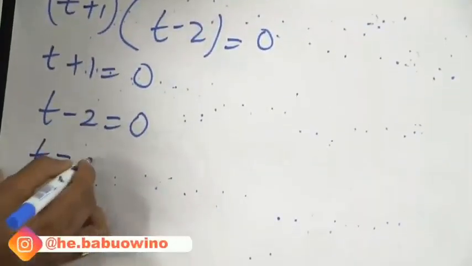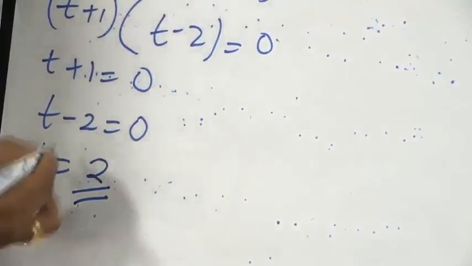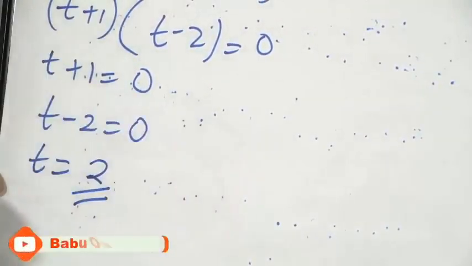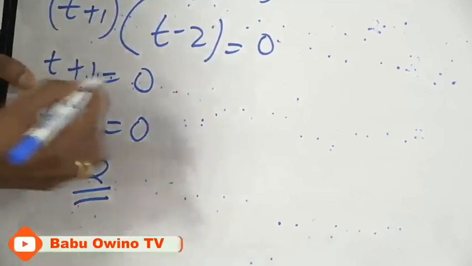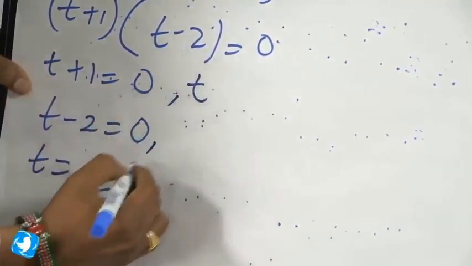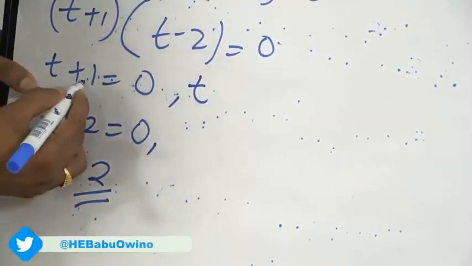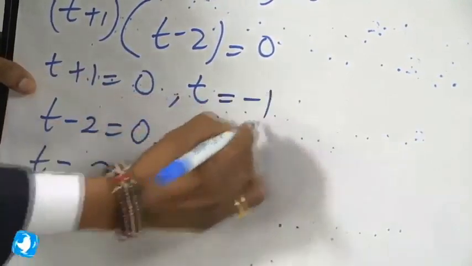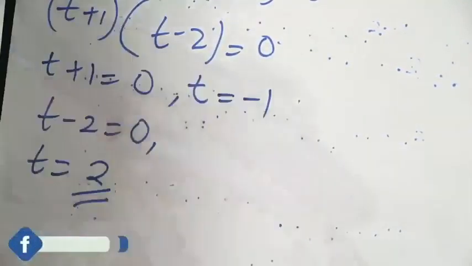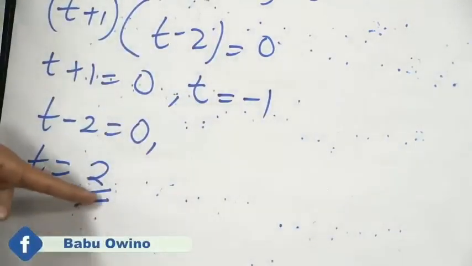Therefore, t equals 2. When -2 crosses to the other side, it becomes +2. And when +1 crosses to the other side, it becomes -1. So we have t is equal to -1 and t is equal to 2.